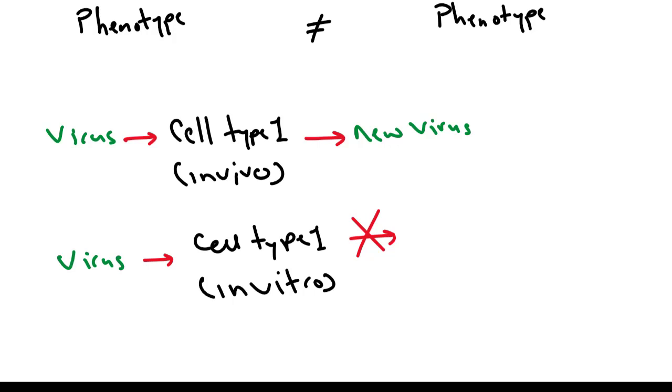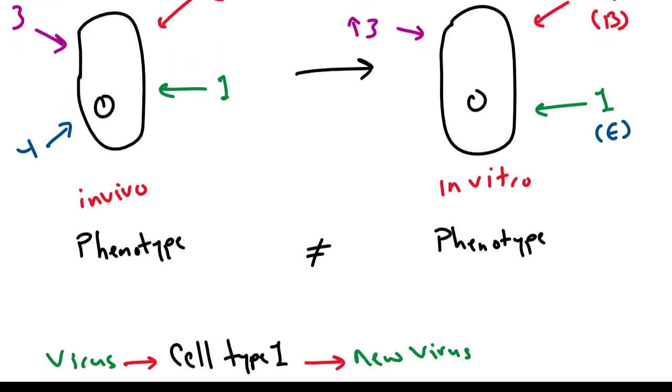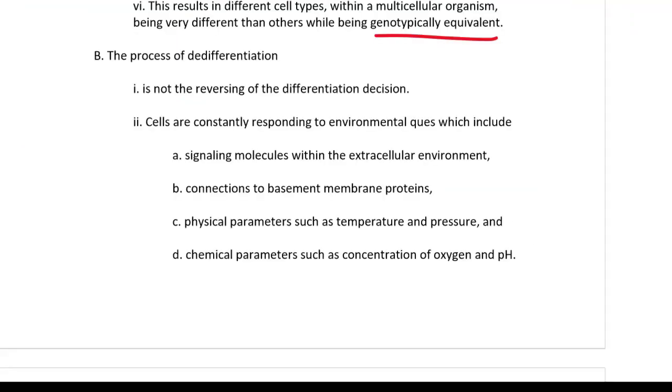So this process of the phenotype slightly changing is called dedifferentiation. So dedifferentiation does not mean I'm rolling back the differentiation status. All it means is that the differentiation status still exists, but the phenotype of the cell has slightly changed when I bring it into an in vitro environment. So the process of dedifferentiation is not reversing the differentiation decision.